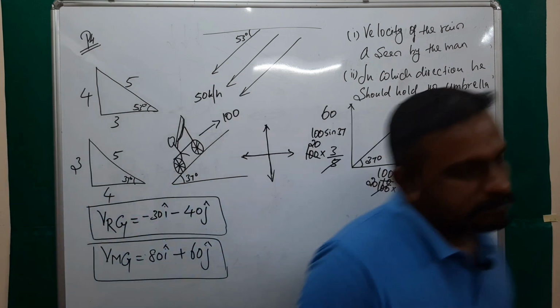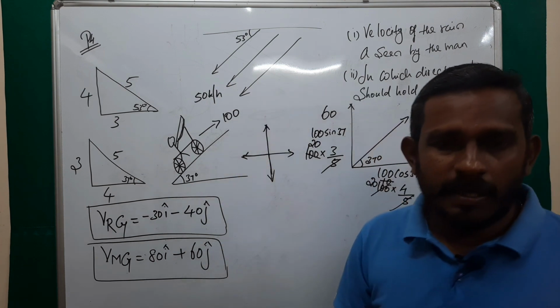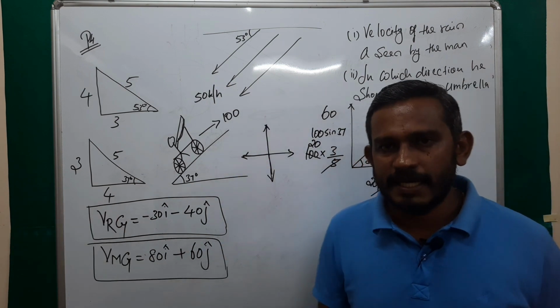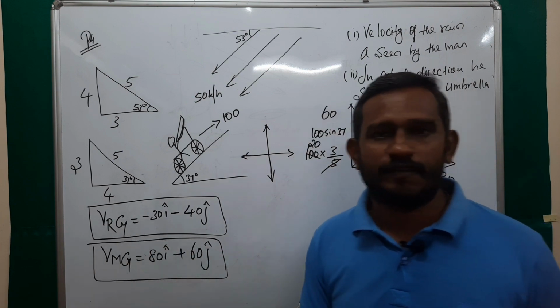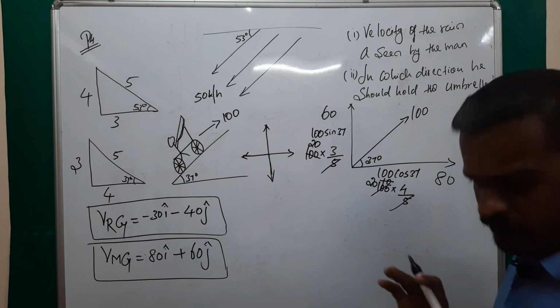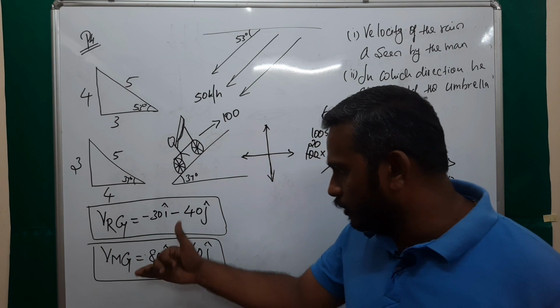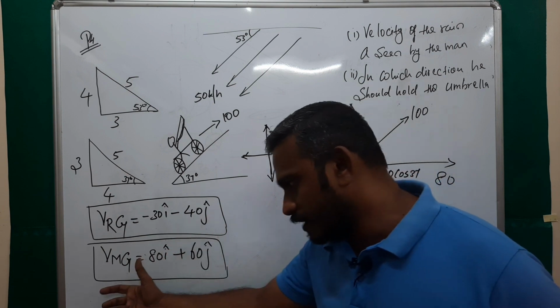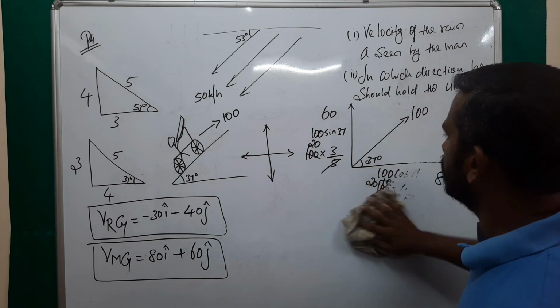Clear? So both the rain and the man are moving at a certain angle, so we have to make use of the component vector form. We have found the velocity of the rain with respect to the ground in component vector form and the velocity of the man with respect to the ground in component vector form. So what do we have to find?